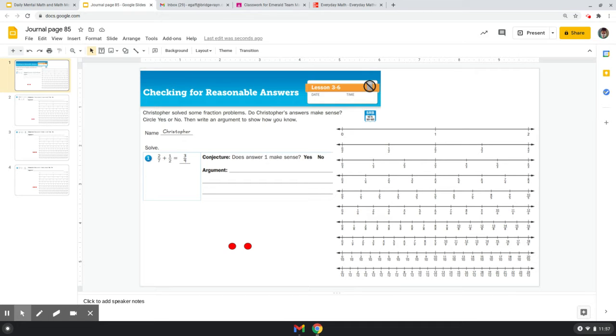Everyone. Today on your Meet This Morning, you did lesson 3-6 with your math teacher, and you learned about benchmark fractions and you learned about how to check for reasonable answers. We're really thinking about the size of fractions, and we use certain benchmarks to help us to do that. There are three main benchmarks that we usually think about. What are those three benchmarks?